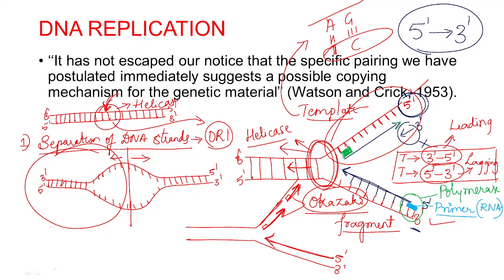Ultimately, the lagging strand which has Okazaki fragments, these fragments will be joined end to end with the help of the enzyme called DNA ligase. Do remember, the Okazaki fragments or fragments of the DNA are joined with one another with the help of what?